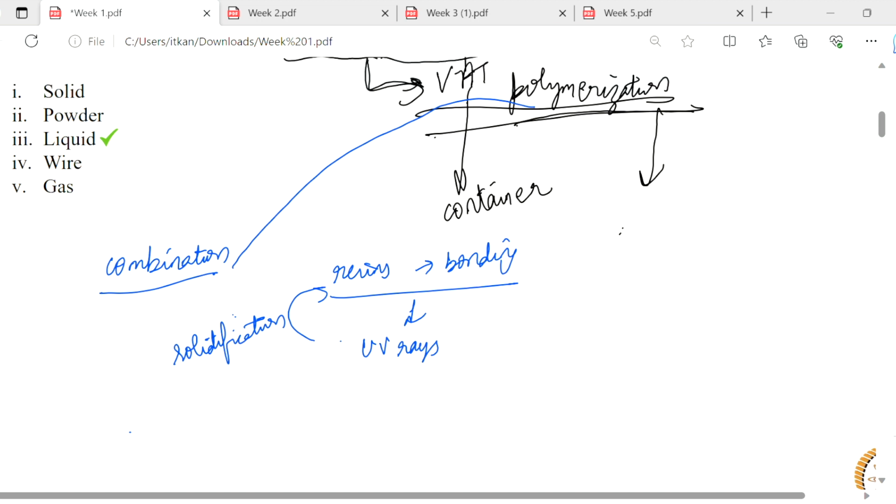Now in stereolithography, I have the base material or starting material in the form of liquid, as we can see. So the resin which we put in the vat is available in the form of liquid. Now the solid, wire, gas, powder, we have to find out. This we will also discuss.